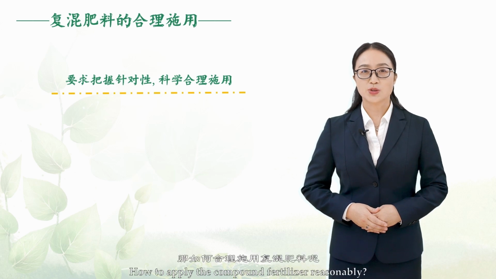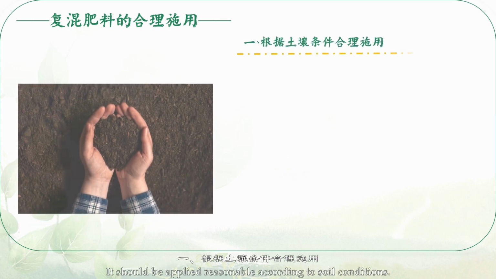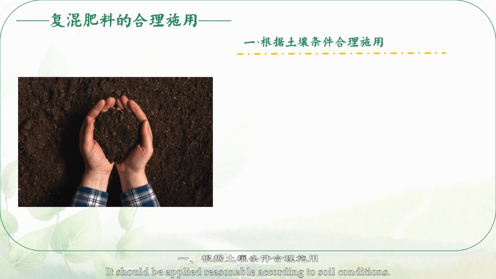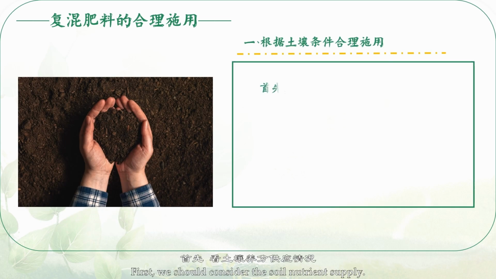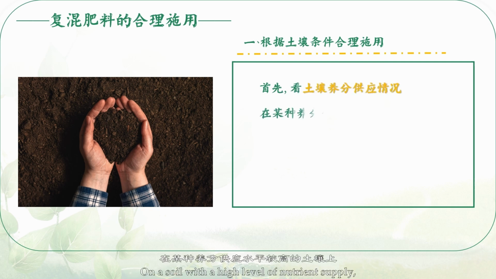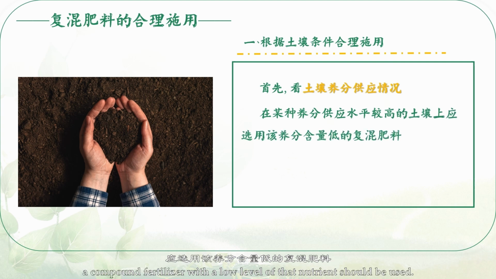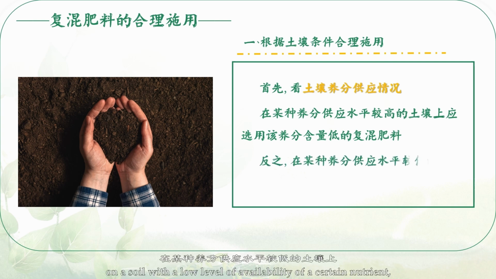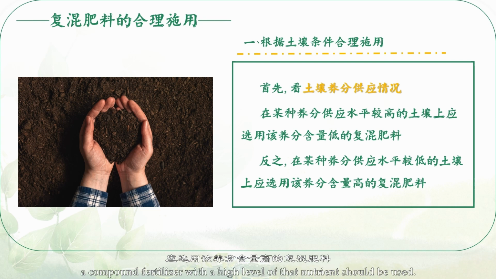How to apply the compound fertilizer reasonably? It should be applied reasonably according to soil conditions. First, we should consider the soil nutrient supply. On a soil with a high level of nutrient supply, a compound fertilizer with a low level of that nutrient should be used. And on a soil with a low level of availability of a certain nutrient, a compound fertilizer with a high level of that nutrient should be used.